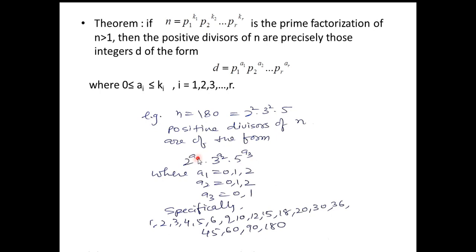So a1's value should be less than or equal to 2. So a1 can take values 0, 1, 2. Similarly, a2 can take values 0, 1, 2 and a3 can take values 0 and 1 only, not more than that. So when we substitute all these values, you will find the divisors of 180. Let us try to prove this result.